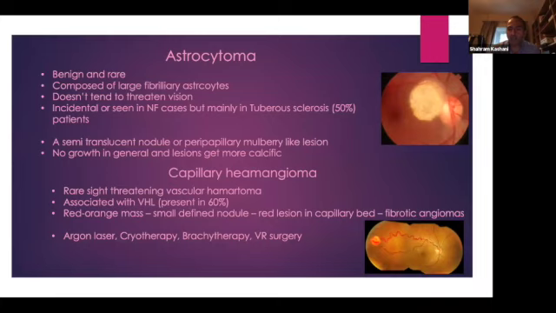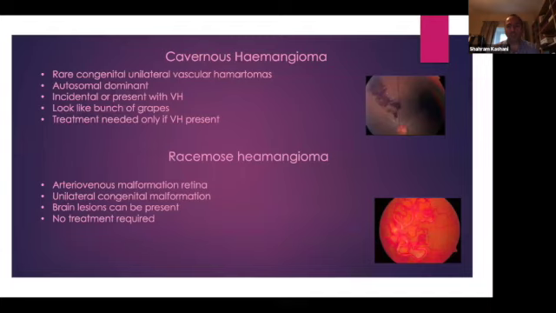And you basically try and laser the tumor so you stop this kind of malformation that's present in the back of the eye. So again, quite rare, but certainly the capillary hemangioma can present with a vitreous hemorrhage or some sort of vascular bleed. So treatment for that is argon, cryotherapy, brachytherapy, or VR surgery. So again, pretty unusual stuff.